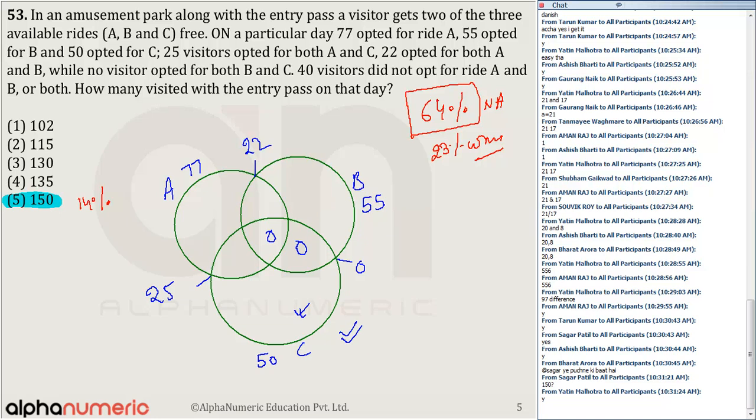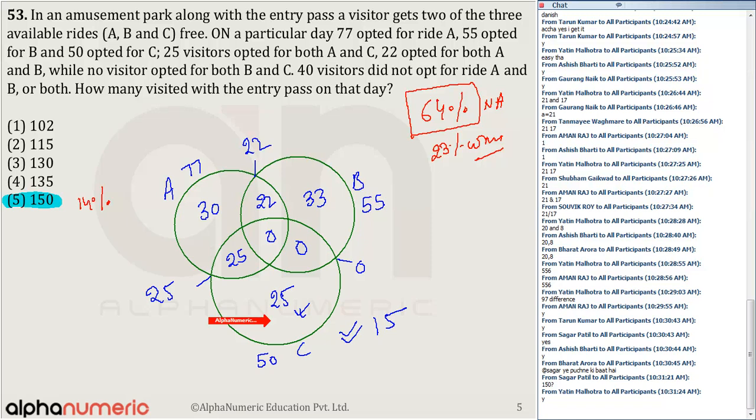In any case, let's start filling the complete table. This is 0, so this must be 22. Then this must be 55 minus 22, which is 33. This is 25. Only A is 77 minus 22 minus 25, which is 30. Now the total for C has to be 50, so only C is 25. And this comes out to be 15, those who have not taken any rides.